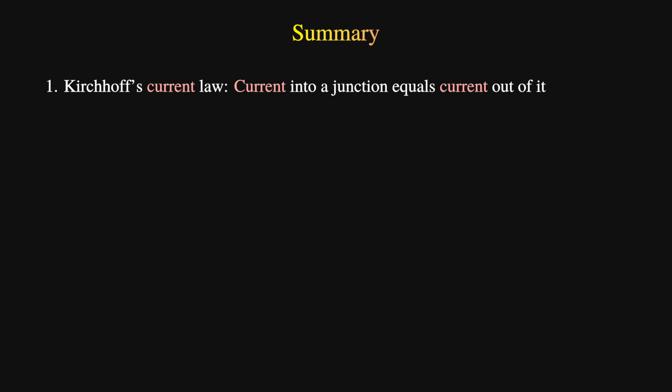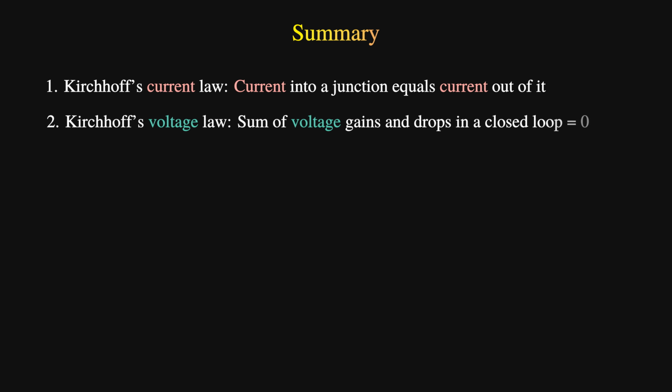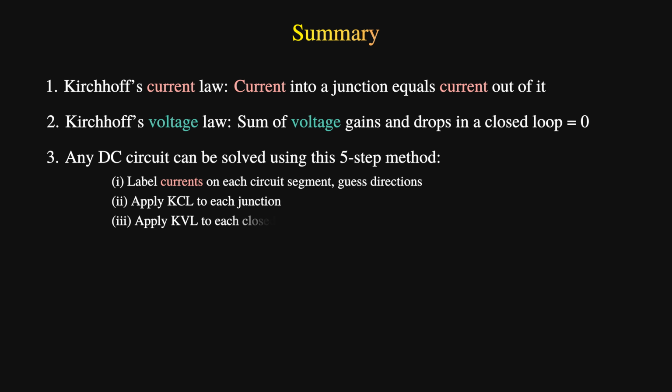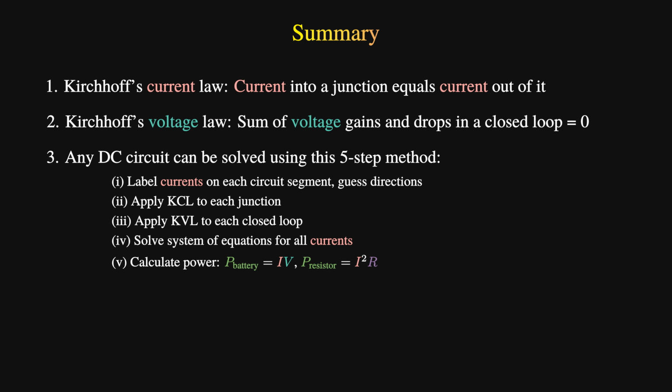Let's now summarise the contents of this lecture. Kirchhoff's current law states that the current into a junction equals the current out of it. Kirchhoff's voltage law states that the sum of the voltage provided and the voltage expended along a closed loop must be equal to 0. For any DC circuit consisting of a battery with a known voltage V and resistors with known resistances R, we can use the following step-by-step method to find the current and power expended. We can make shortcuts for systems of resistors. For resistors in series, we can just add the resistances together, and for resistors in parallel, we can say that 1 over R equals the sum of 1 over the resistors in parallel.